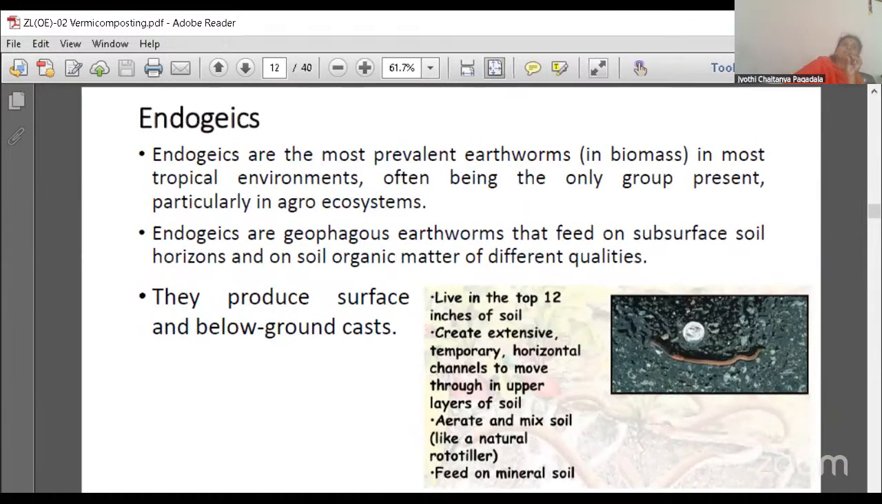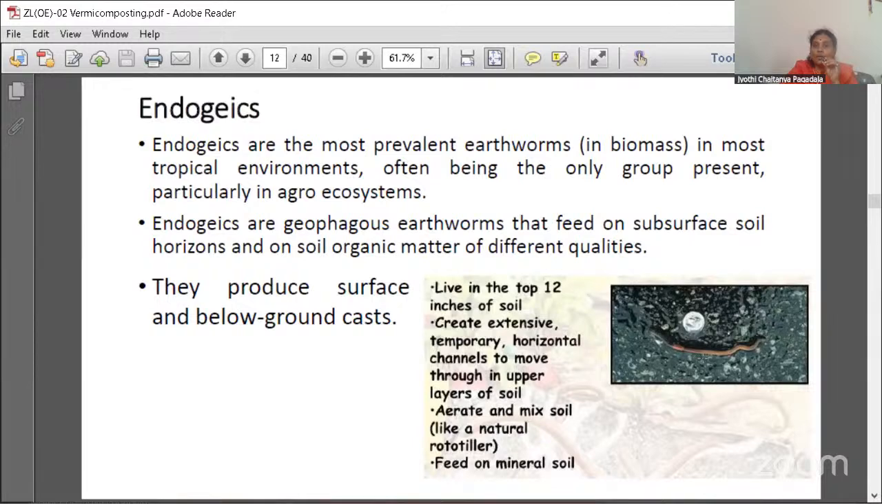Coming to the endogeics, they are the most prevalent earthworms in biomass in most tropical environments, often being the only group present, particularly in some ecosystems. Endogeics are geophagous earthworms that feed on subsurface soil horizons and on soil organic material of different qualities. They produce surface and below ground casts. Here you can see the structure of an earthworm that belongs to the endogeics, which live in the top 12 inches of the soil and create extensive temporary horizontal channels to move through the upper layers of soil, aerate and mix the soil like a natural rototiller, and feed on mineral soil.